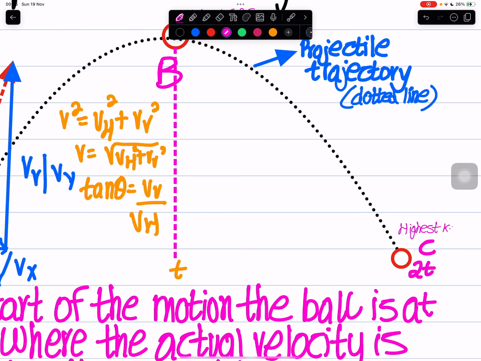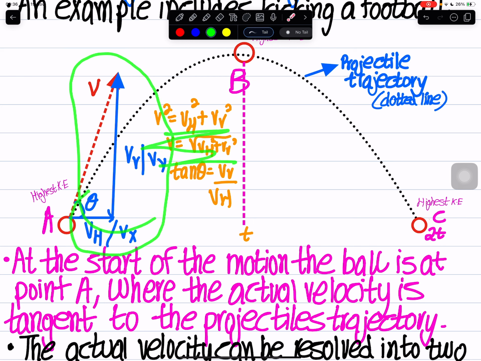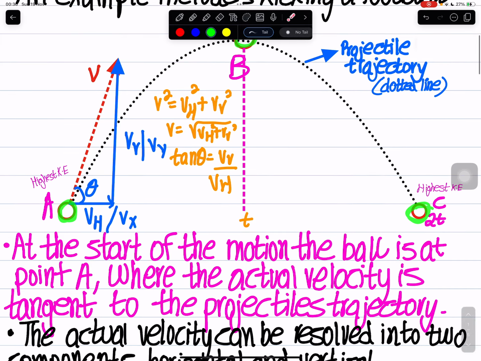So in the last I have concluded that in order to relate all three of the velocities, we'll apply Pythagoras theorem. In order to relate theta with the two velocities, we'll apply tan theta. And for highest gravitational potential energy, it will be point B, and for highest kinetic energy, it will be point A and point C. So that's it for projectile motion.